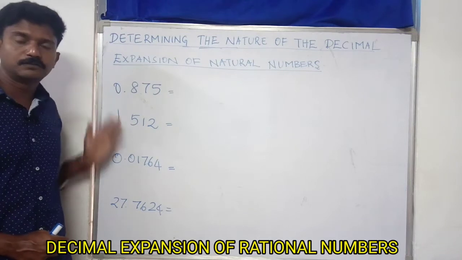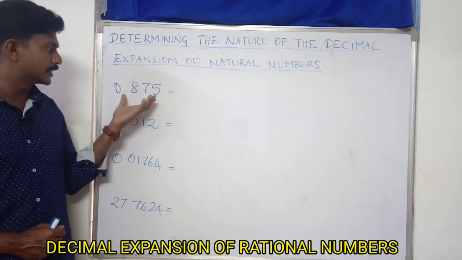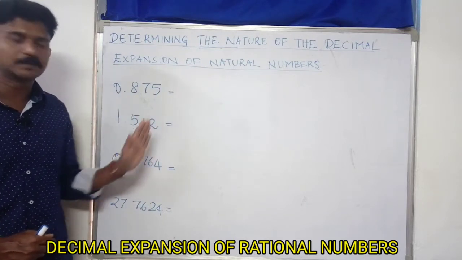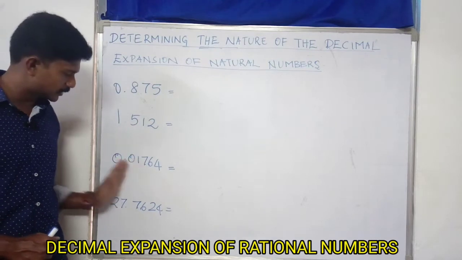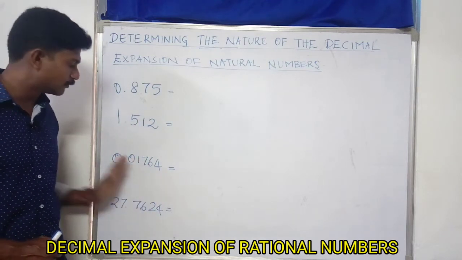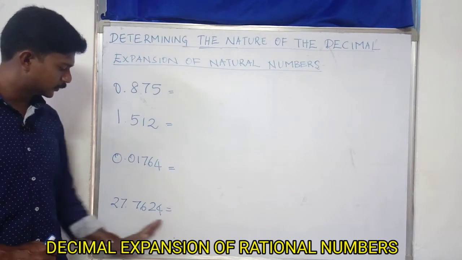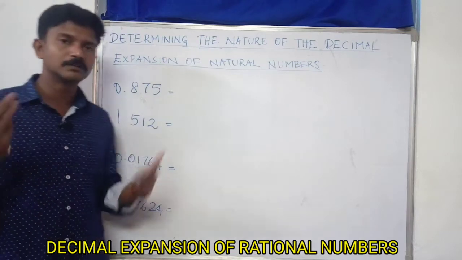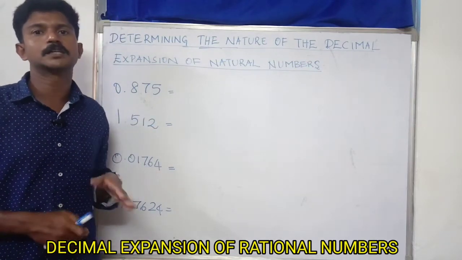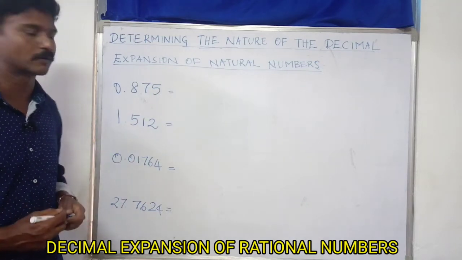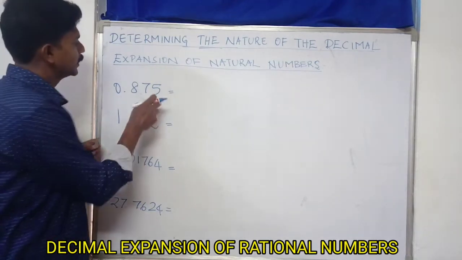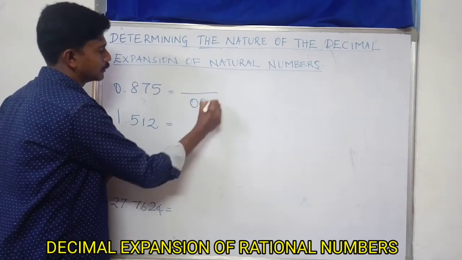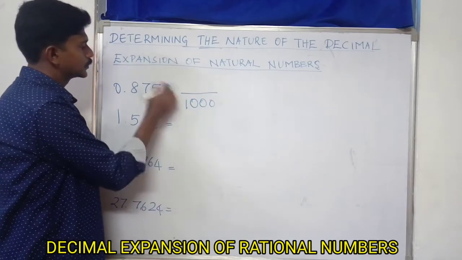Here I have taken four decimal numbers, and if you see their decimal expansions, they are terminating. The first one has 3 decimal places, the second also 3, the third has 5 decimal places, and the fourth has 4 decimal places. Now we are going to convert these into rational format, numerator by denominator. How can we change it? Very easy. Take as many zeros with 1 as there are decimal places. So it is 1000.